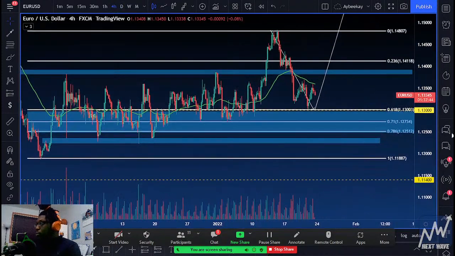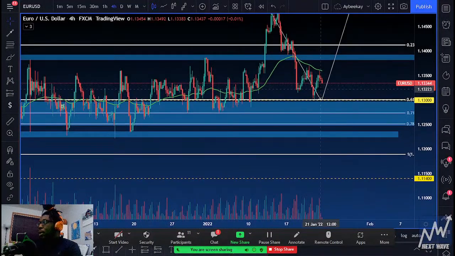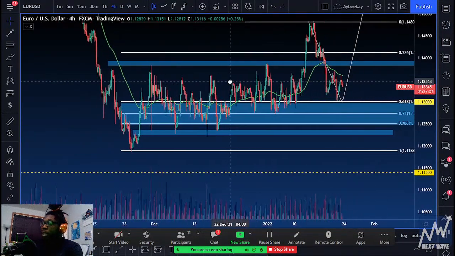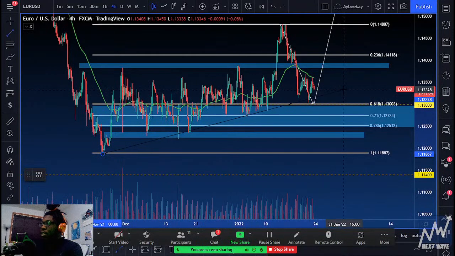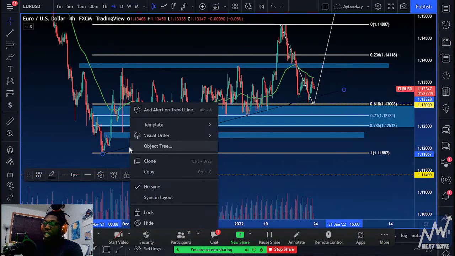So that's what I'm looking for right now on the Euro USD. I don't necessarily want to buy it yet. I do see a possible inverse head and shoulders coming into play here, but I don't think I'm going to play that necessarily. And also, of course, I wanted to point out that there is this trend line right here that price has been rejecting off of.